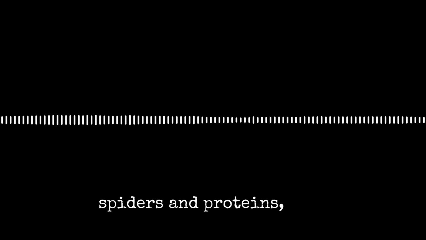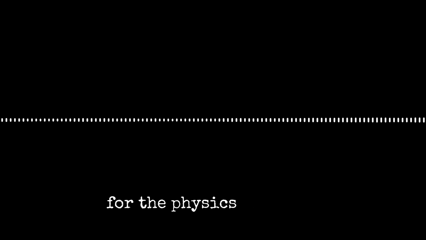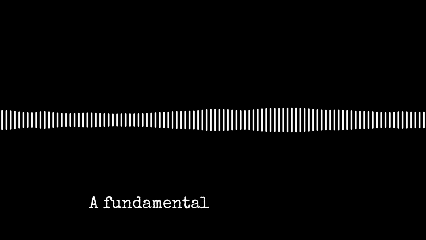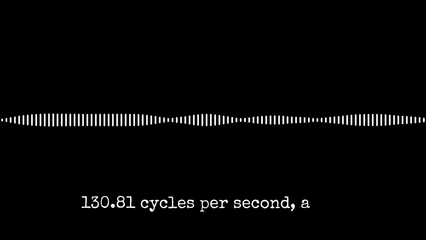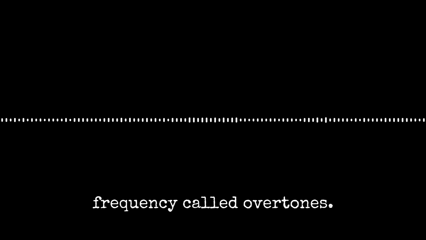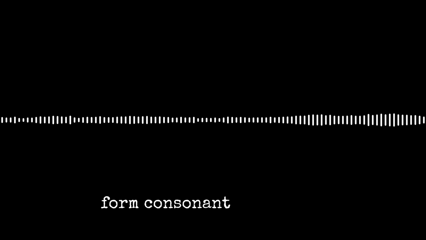It's a compositional approach in both senses, composing music and composing materials. Before we go deeper into spiders and proteins, let's lay a quick foundation for the physics of sound. When a string vibrates, it does so in a pattern called the harmonic series. A fundamental frequency, say 130.81 cycles per second, a low C, and integer multiples of that frequency, called overtones. Those integer multiples form consonant intervals our ears find pleasing.